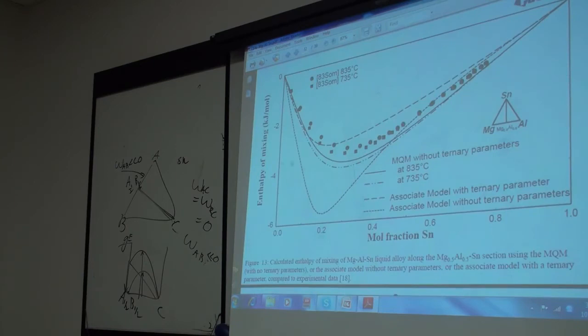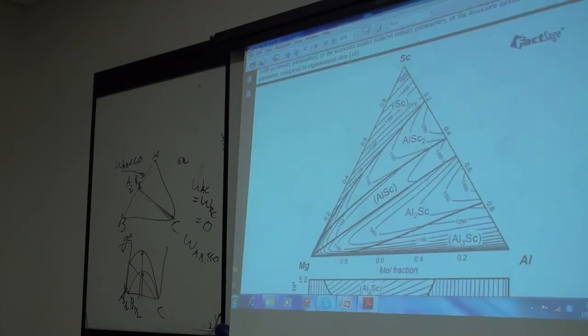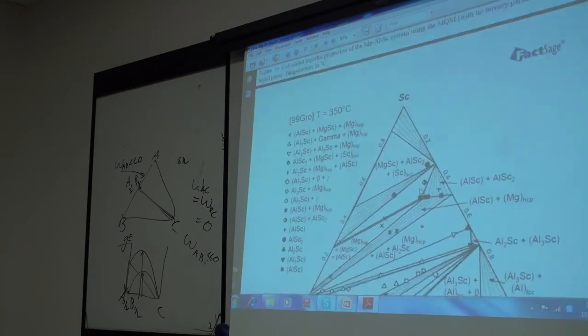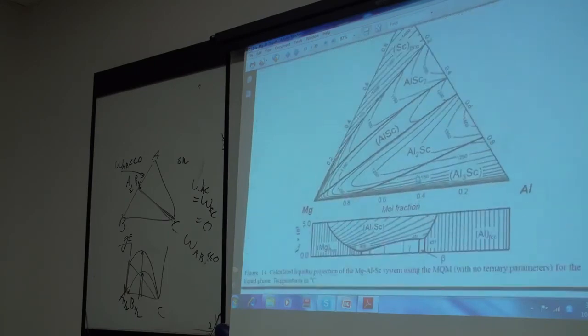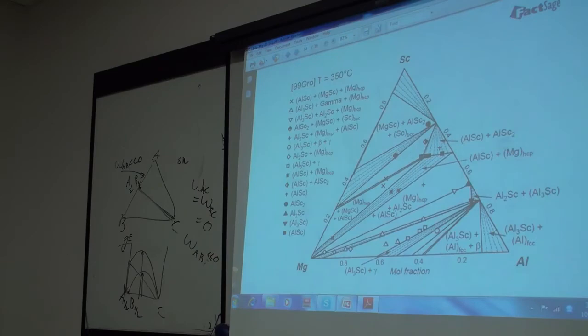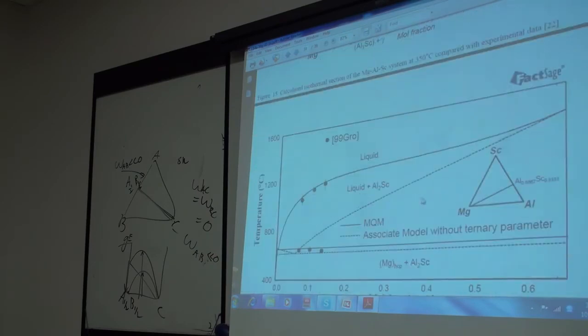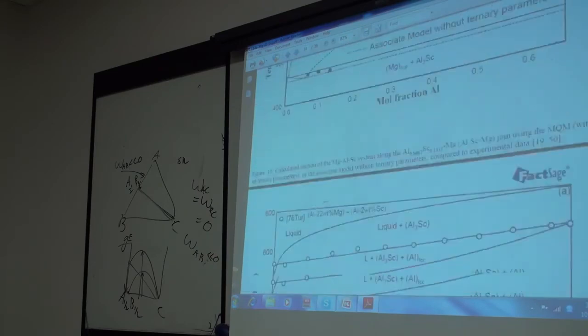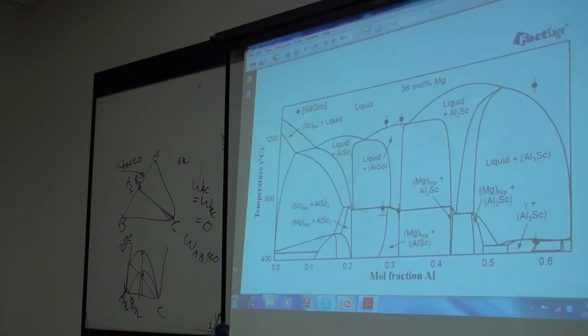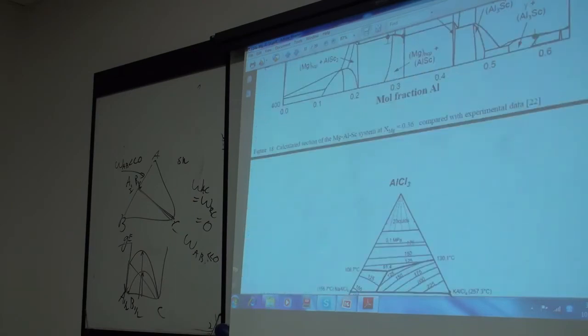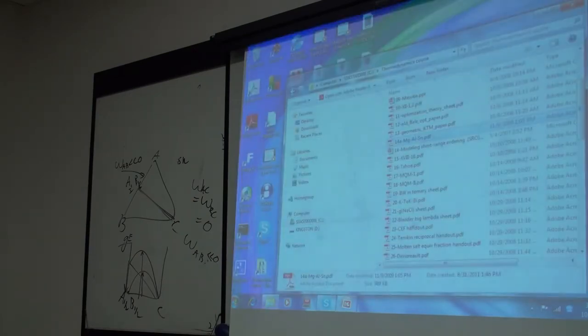This is the enthalpy of mixing. This was the aluminum-scandium system I showed you before. We do a little bit more in that system now, and there are fewer data, but we're reproducing that one as well. Okay, so if you want to look at that to see the actual numbers, this shows a whole lot of numbers, and you'll see how we do it.